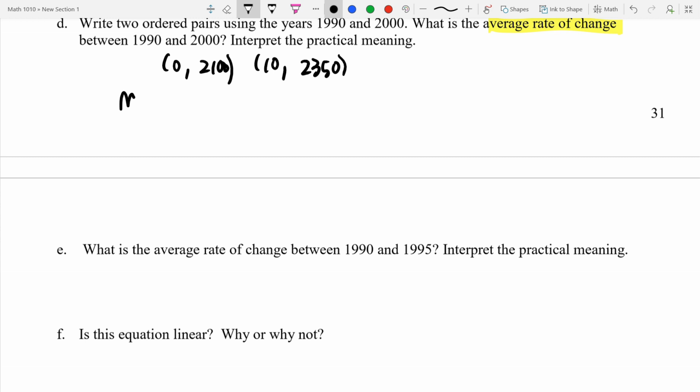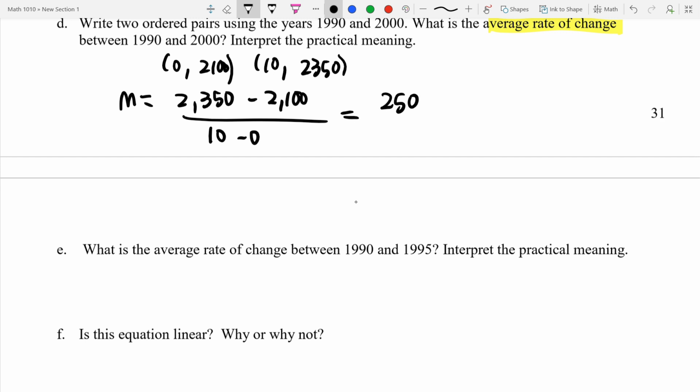Now we're going to find the slope. Everybody go m equals 2,350 minus 2,100 over 10 minus 0. So 2,350 minus 2,100 gives you 250. On the bottom you have a 10. Simplify, and you get 25. That's your slope.